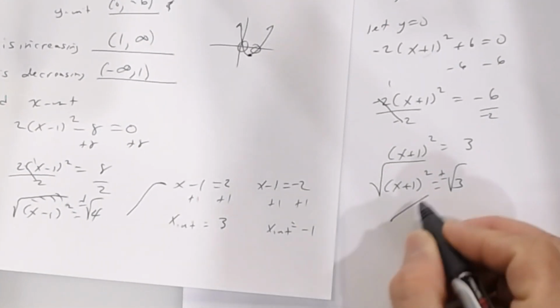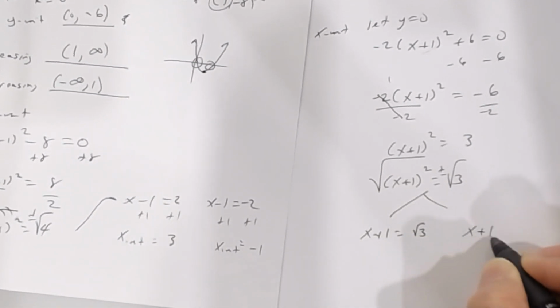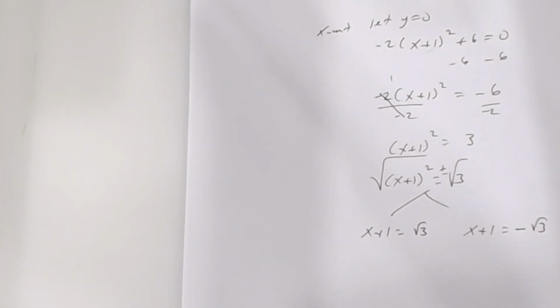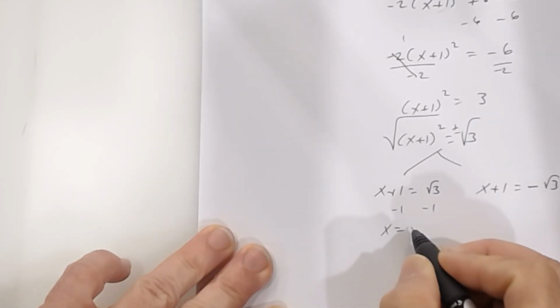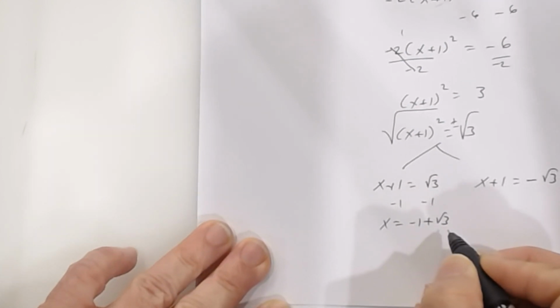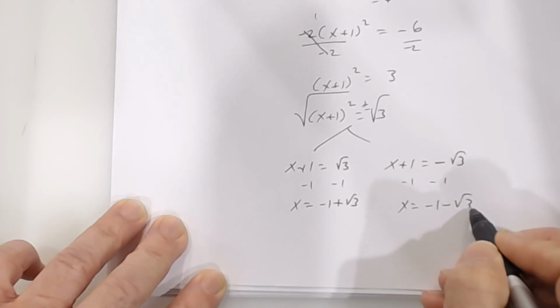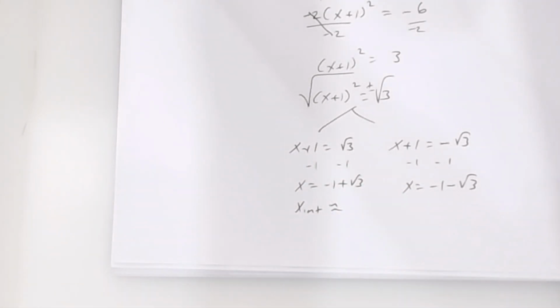So you're going to say x plus 1 equals square root 3, and you're going to say x plus 1 equals negative square root 3. And then you're going to tell me what x is approximately equal to. So first of all, you're going to subtract 1, right? So I get x equals negative 1 plus the square root of 3. And over here, when you subtract 1, that's going to be x equals negative 1 minus the square root of 3. So what is your x-intercept approximately equal to? 0.73. So on your calculator, you're going to do this.